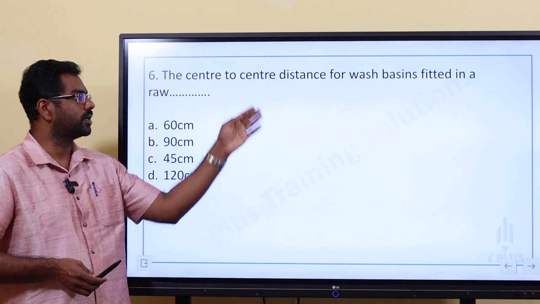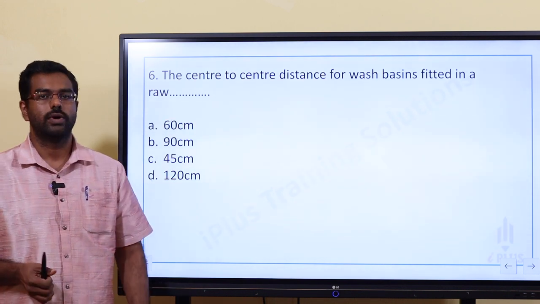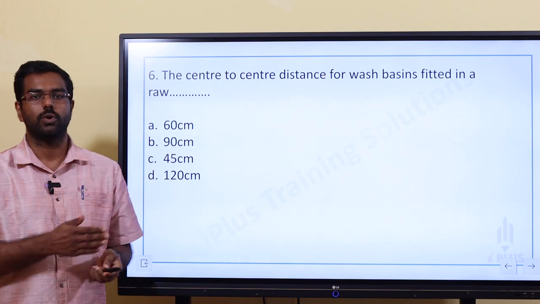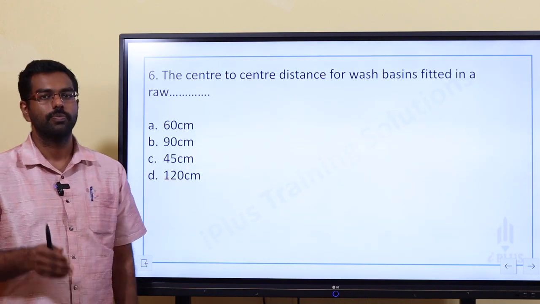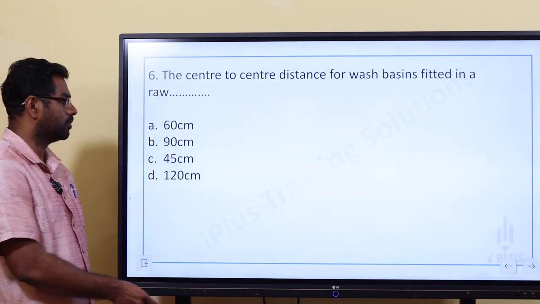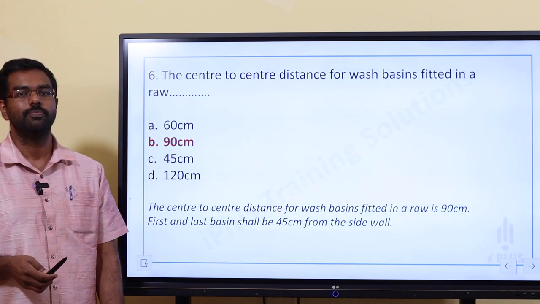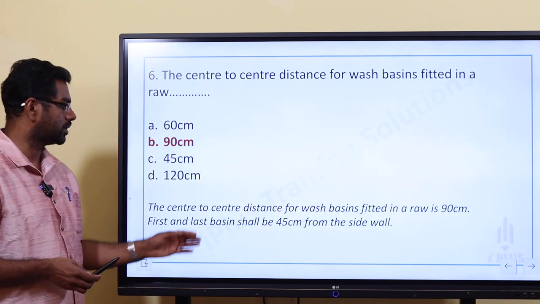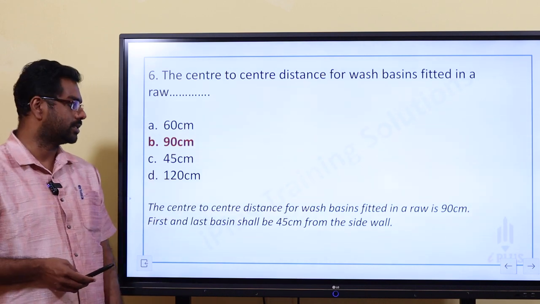Next question. The center to center distance of wash basins fitted in a row. When we fix wash basins in a row in public places, what will be the center to center distance between two wash basins? So if wash basins are fixed in a row, the center to center distance will be 90 cm. So the center to center distance for wash basins fitted in a row is 90 cm.